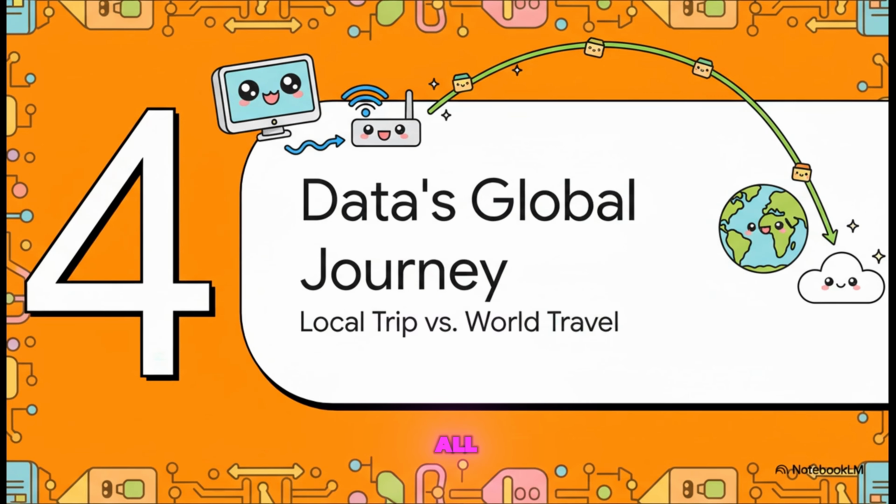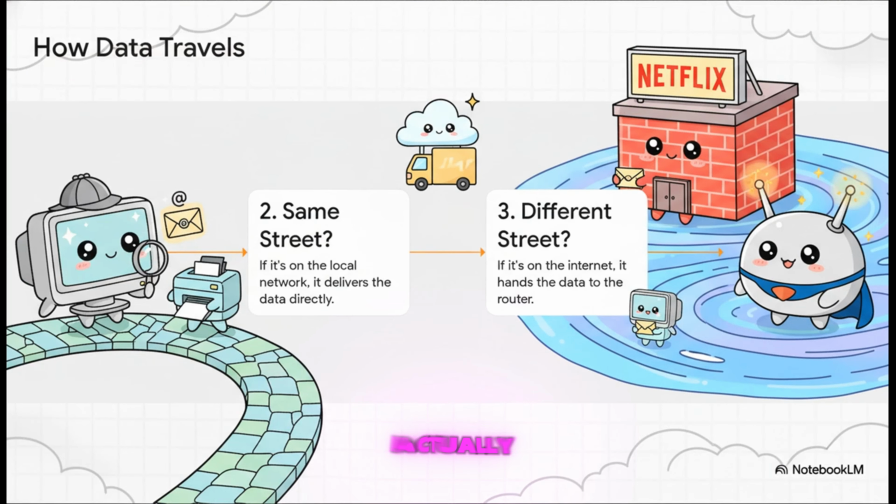Okay, so let's put all the pieces together. Let's look at how your computer actually decides whether to send your data on a quick trip down the street or on a round-the-world journey. Your computer is actually really smart about this. It looks at the destination address and asks itself a simple question: is this on my street? If you're trying to send a document to your printer, which is on the same street, it just delivers the data directly. Easy. But if you're trying to watch Netflix, well, Netflix lives on a totally different street, way across town. Your computer knows it can't get there on its own, so it hands the data package over to your router, the default gateway, and says, hey, can you send this out into the big wide world for me?